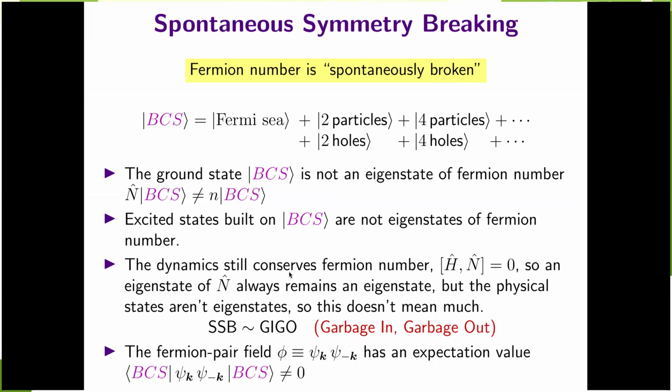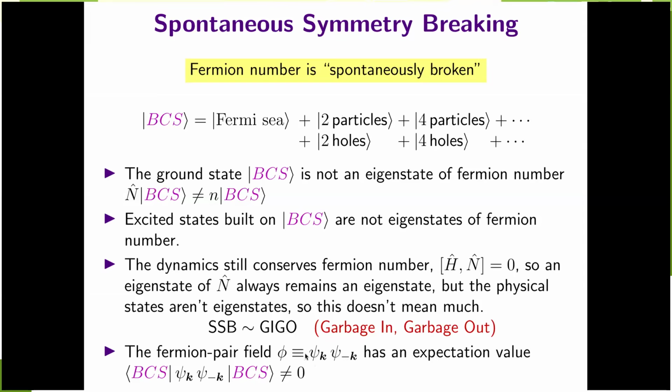Now, another interesting feature of this state is that if you construct a field that corresponds to the Cooper pair, a field we're calling phi, that says I make or destroy a fermion with momentum k, and I destroy a fermion with momentum minus k, you could think of this as the operator that makes or destroys a Cooper pair. This operator has an expectation value in the BCS state.